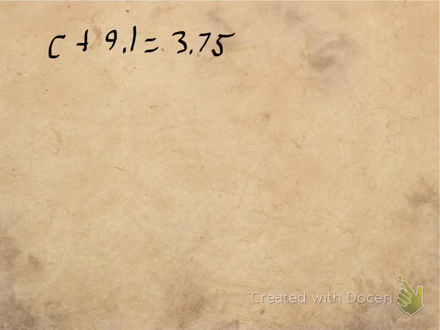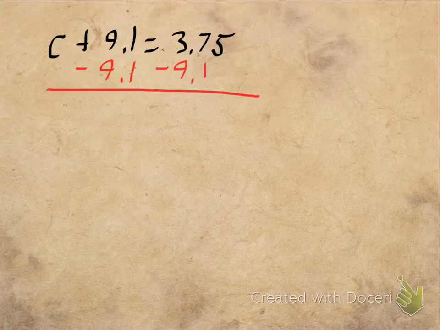Let's start with just a simple equation: C plus 9.1 is equal to 3.75. Just like we saw before, we're going to write down the entire equation. The way we're going to solve this is we're going to get rid of whatever is with the variable. In this case, the variable is on the left, and it's being added to 9.1. So the opposite of adding, just like before, is subtraction. We're going to subtract 9.1 from the left, and now we're going to subtract 9.1 from the right side as well, but we're going to have to be a little bit more careful.